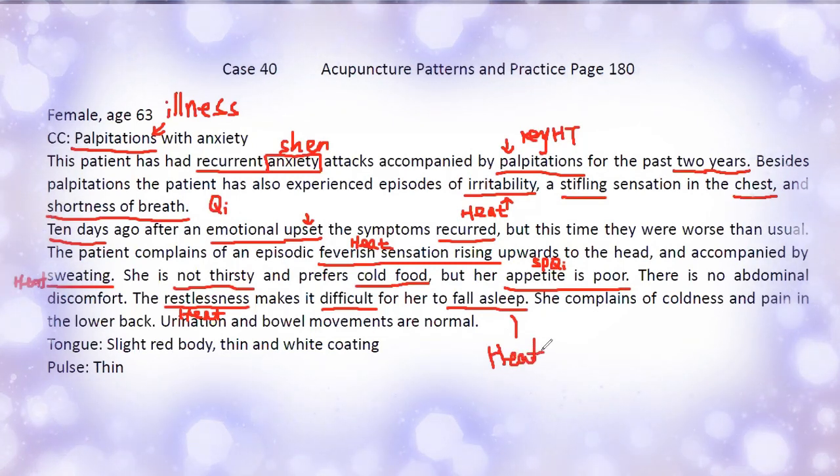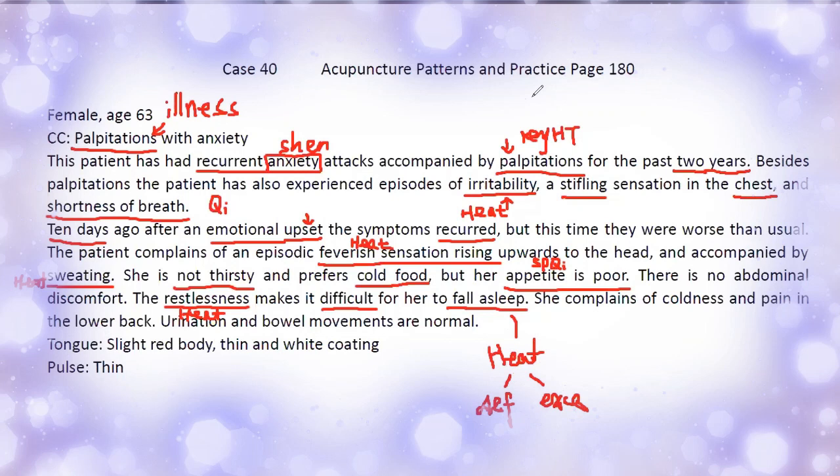So this heat could be deficiency heat, could be excessive heat. But generally, if some people have difficulty falling asleep, that's a heat sign. And they complain of coldness and pain in the lower back. Urination is normal, bowel movement is normal.